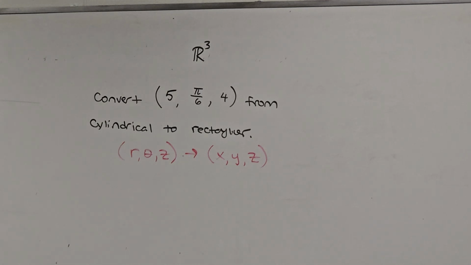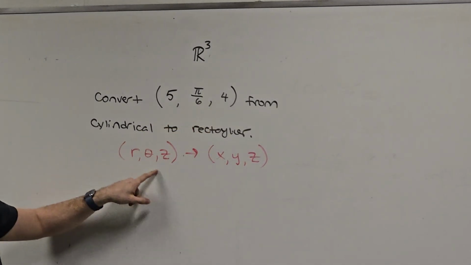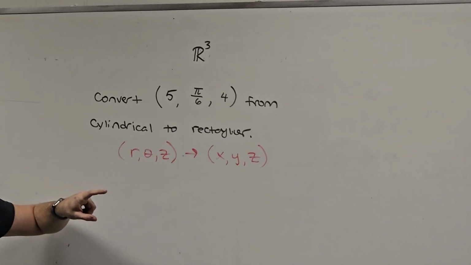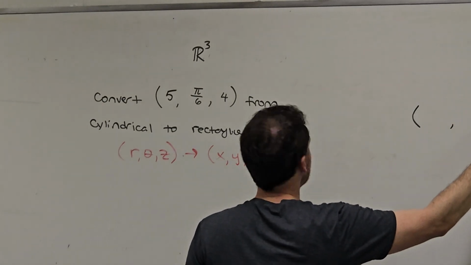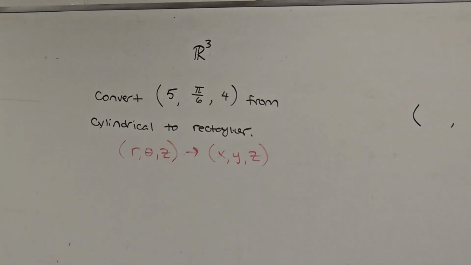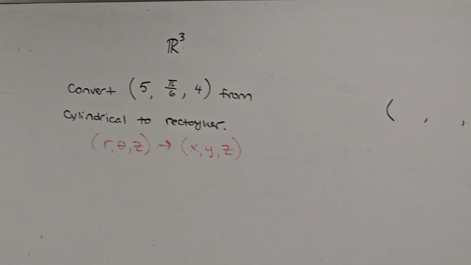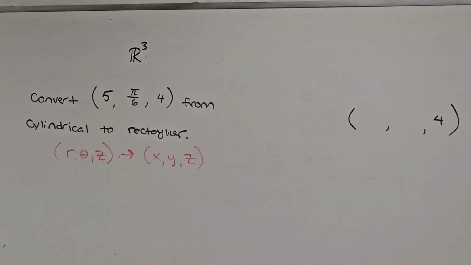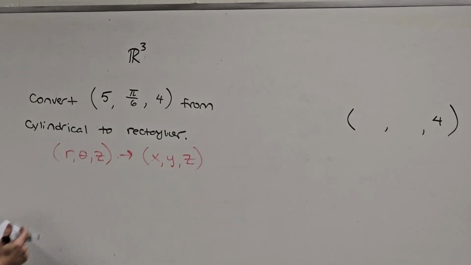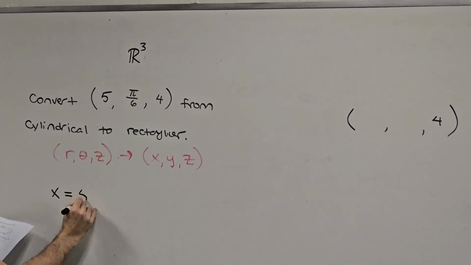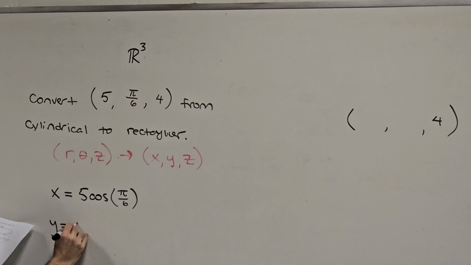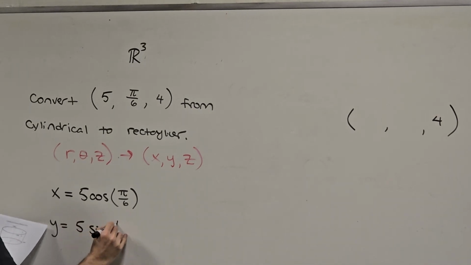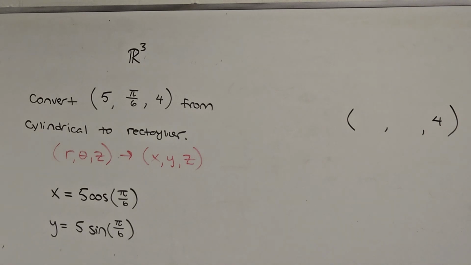Right off the bat, the z coordinate is going to be the same. So I already know in my final answer over here, my coordinate is going to be something, comma, 4. The z is the same. I just look at my toolbox, and I go, okay, that's right. X is equal to r cosine theta. Y is equal to r sine theta.